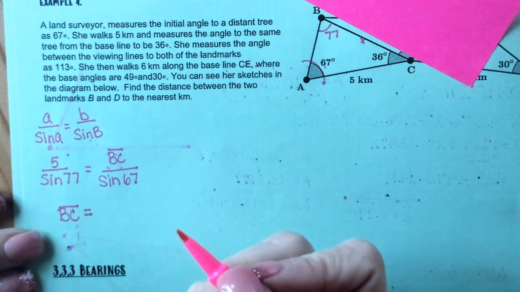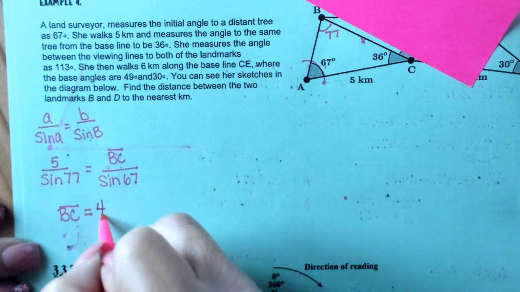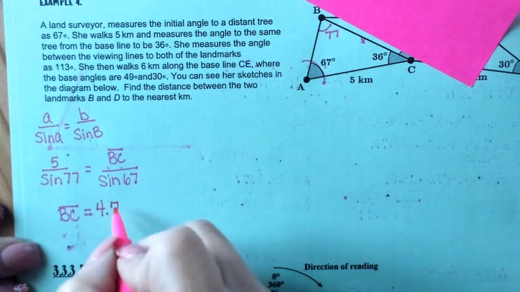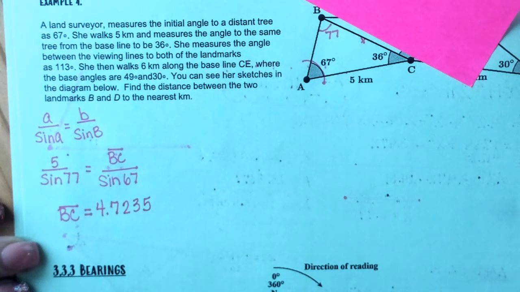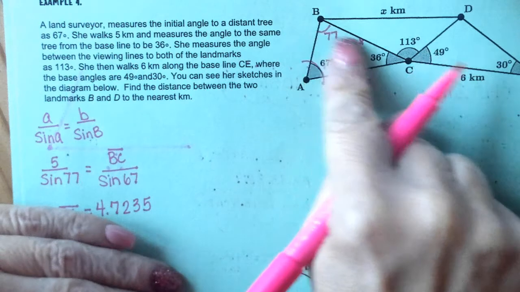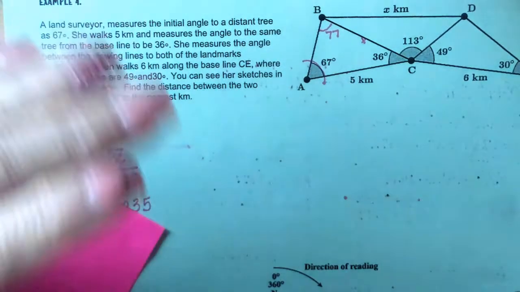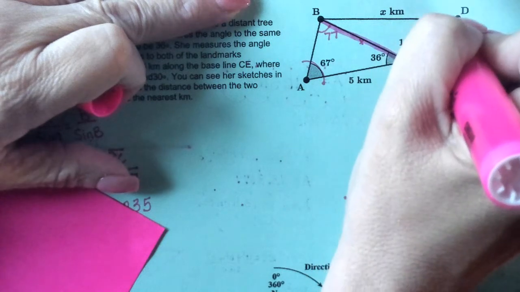I was looking in my notes to see where I had BC. Oh, there it is. I got 4.7235. Okay, so now I'm getting there. I know this one, and in order to find that length, I need to know this one and that one.